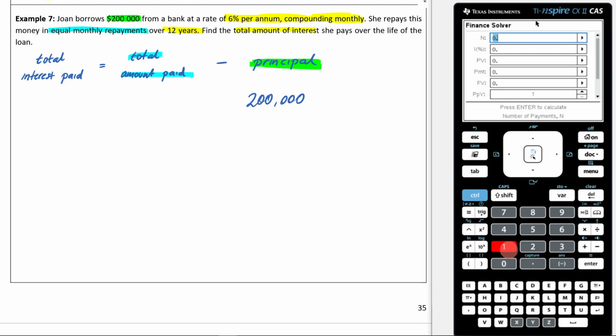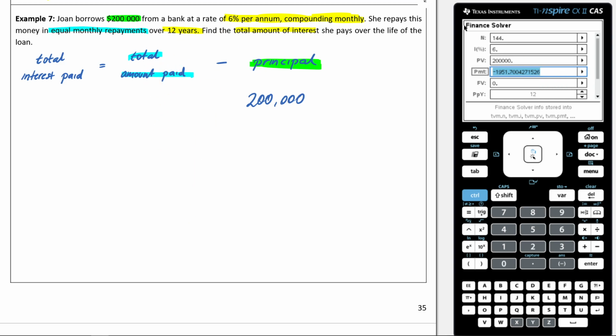She's paying this off over 12 years with monthly repayments. So that's 12 times 12. That's how many payments she's going to make. The interest rate is 6%. The present value is simply the principal, so 200,000. I don't know what the payments are, but I do know that it's going to hit 0 after the 12 years. And I know that my PPY and CPY are both 12. If I now do that and I hit enter, that means that the equal monthly repayments are going to be 1,951.70.